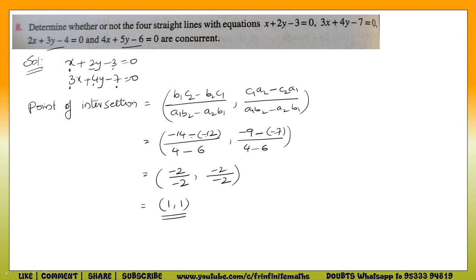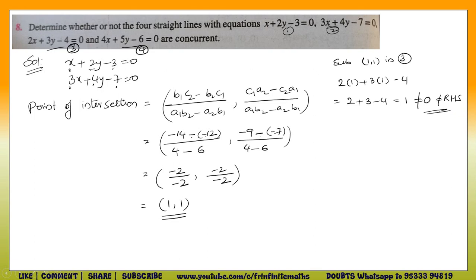Now let us see whether this point (1, 1) satisfies the other two equations. If it satisfies, then we can say they are concurrent. Let this be equation number 3 and let this be equation number 4. Already we have considered the first two as 1 and 2. Substituting the point (1, 1) in equation 3: 2 into 1 plus 3 into 1 minus 4. So 2 + 3 is 5, 5 - 4 is 1, which is not equal to 0. So it is not equal to my RHS. Hence we can clearly say that the third line is not concurrent.